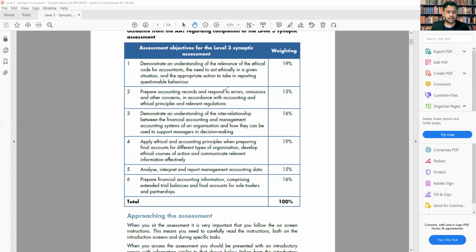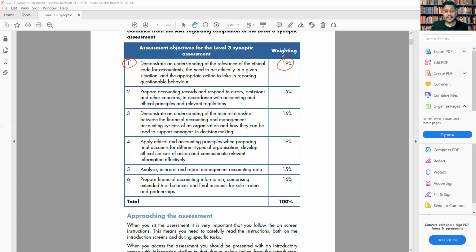Okay, let's have a look. What is the first area we're going to see? That's from the ethics. It says: demonstrate an understanding of the relevance of the ethical code of the accountants, the need to act ethically in a given situation, and the appropriate action to take in reporting questionable behavior. Now this question will be mixed, and you can see 19% of marks come from here. Some questions at the beginning will ask you true or false, or ask you to match the scenario, or choose the right answer from the pick list. These are really quick. You don't have to write anything.